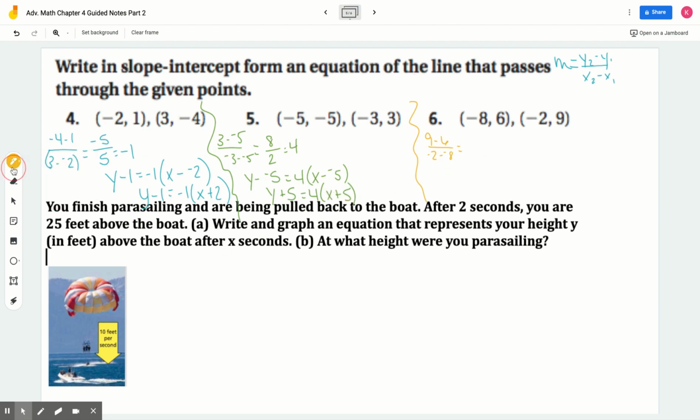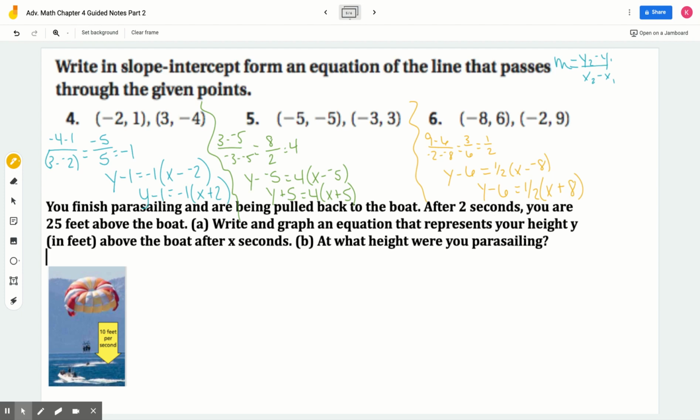On the third one here, we have 9 take away 6 is 3. Negative 2 minus negative 8 is 6. 3 divided by 6 is 1/2. So again, y minus 6, or y1, equals 1/2 times x minus x1. So we have y minus 6 equals 1/2 times x minus negative 8, which is like plus 8. This is all we have to do. We just have to find that slope and find the 1 point and plug it into the correct format.